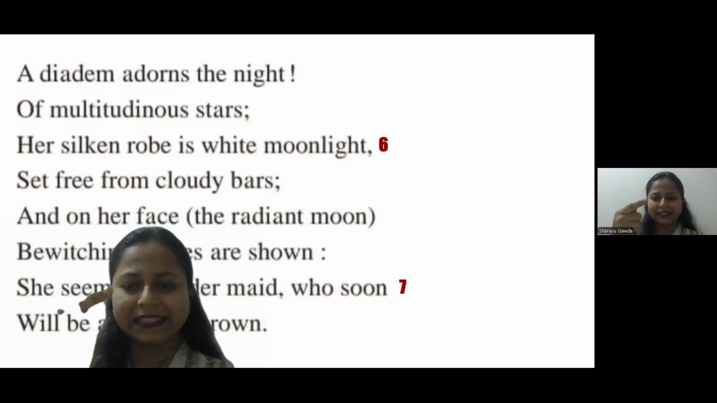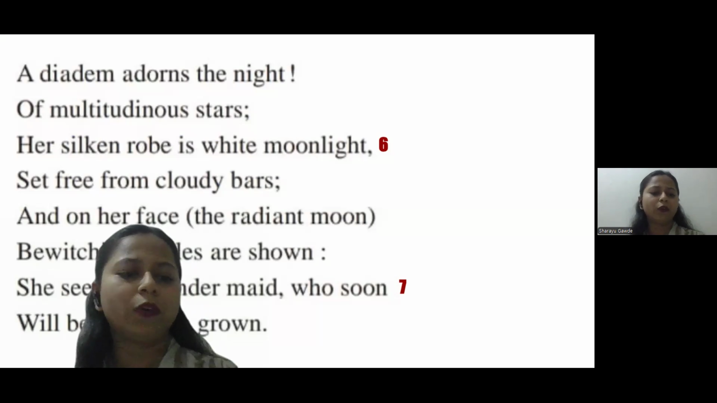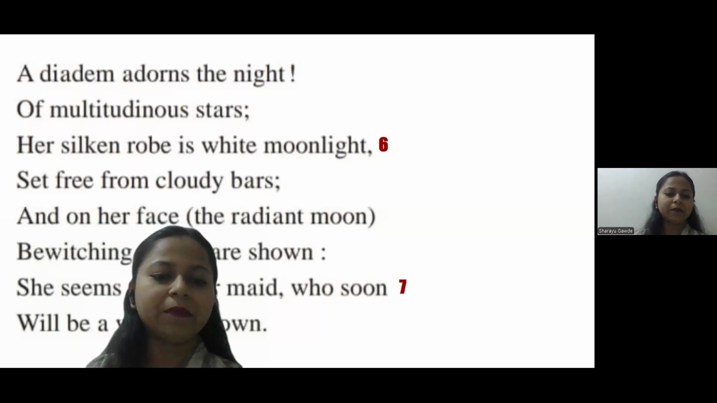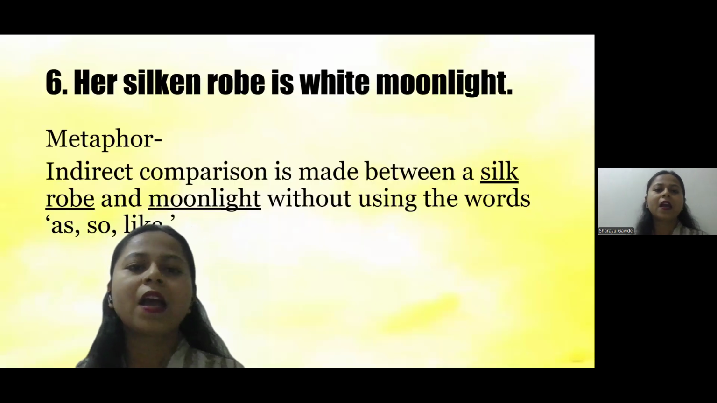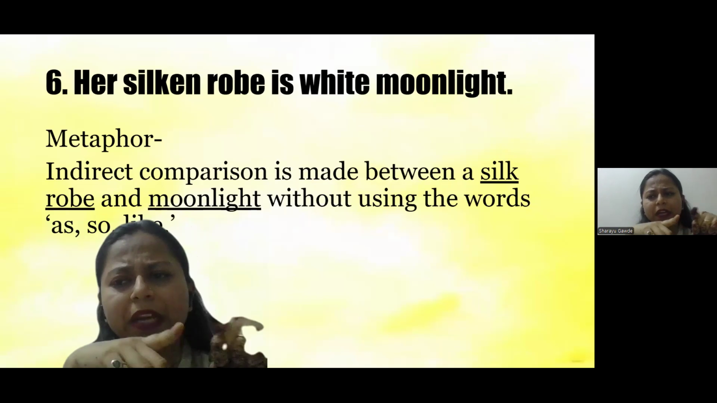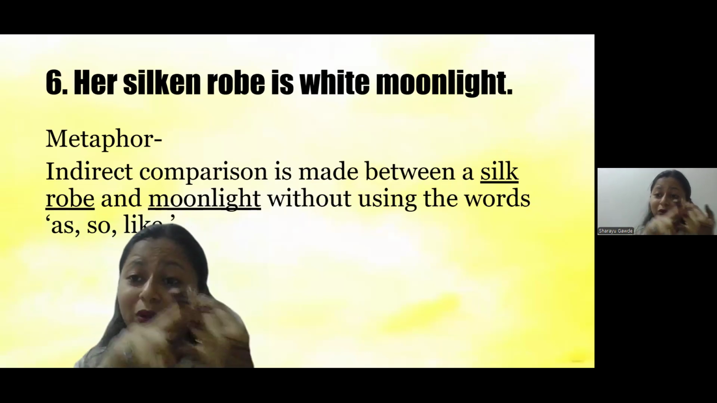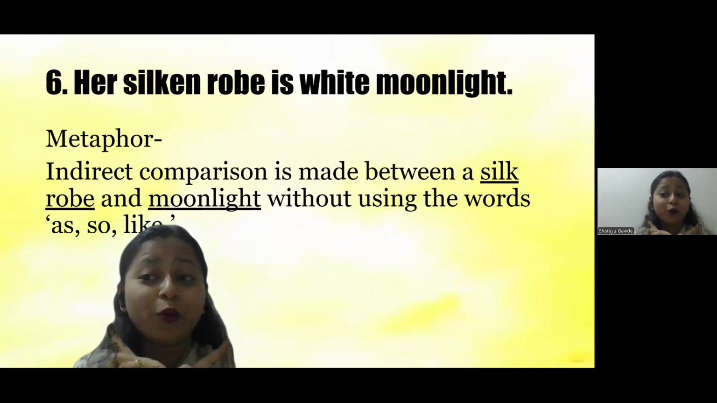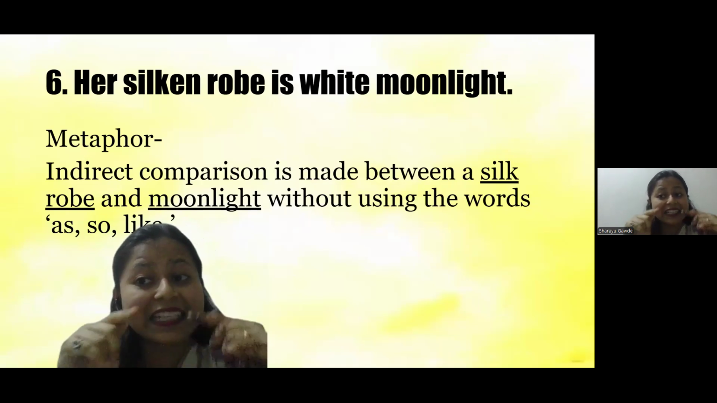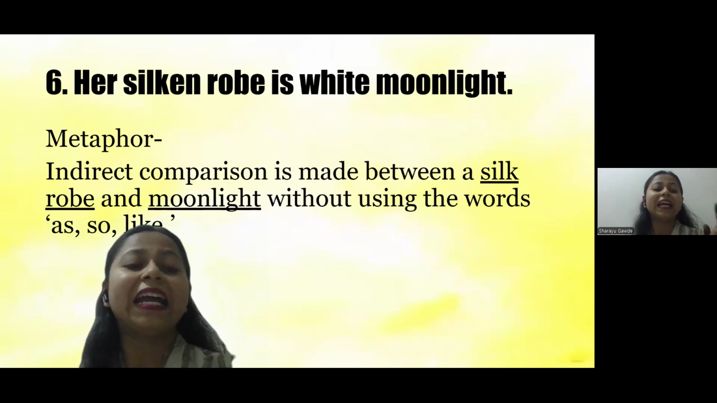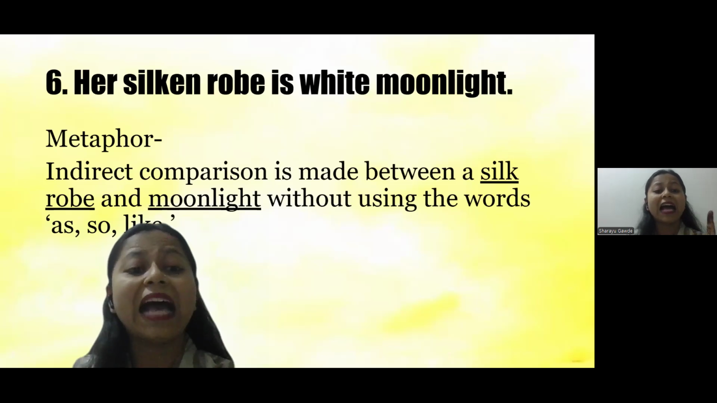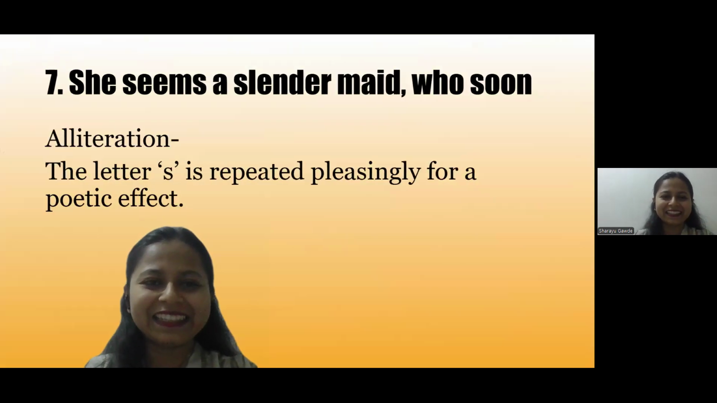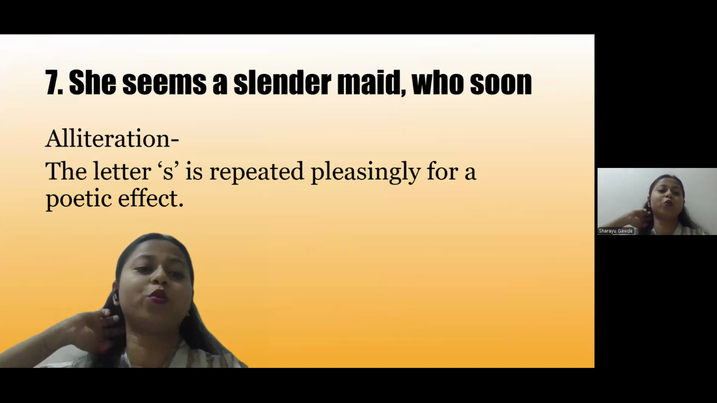Here we can see two more, six and seven. Her silken robe is white moonlight, and she seems a slender maid who's soon. Now let's see. Her silken robe is white moonlight. So here metaphor is used. As we saw, direct comparison in simile uses the words as, so, like. But here in metaphor, we don't use as, so, like, and there is indirect comparison. So see over here, indirect comparison is made between a silk robe and moonlight without using the words as, so, and like. Next, she seems a slender maid who soon.